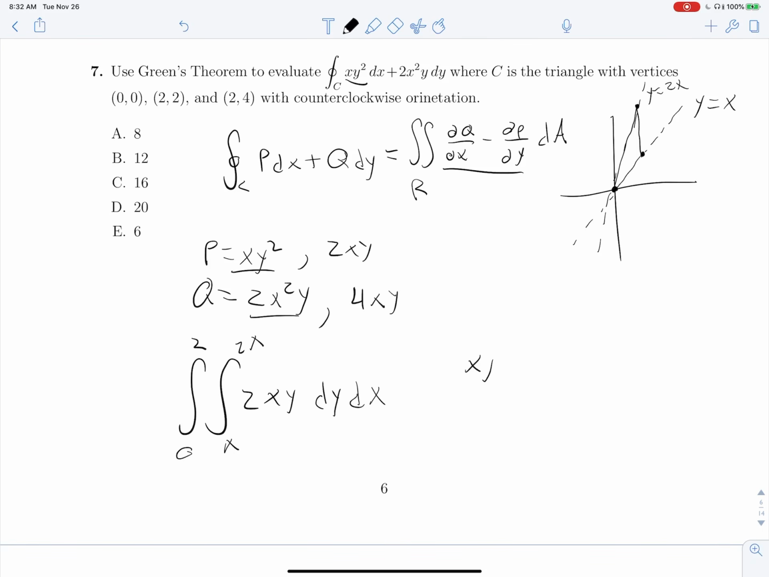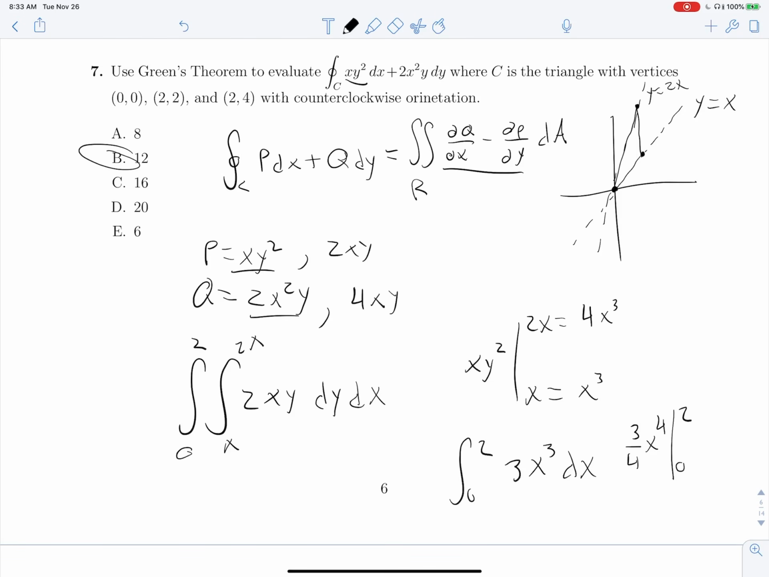Let's see, xy squared on x and 2x is going to give 4x cubed, and over here we are going to get x cubed. And finally, the integral from 0 to 2 of 3x cubed dx is just going to be 3/4 x to the 4th on 0 to 2, which is 16 over 4 times 3, which is 12.